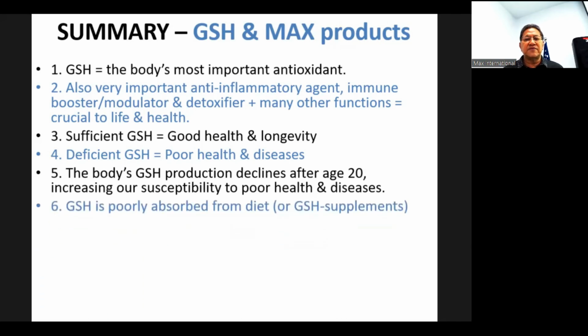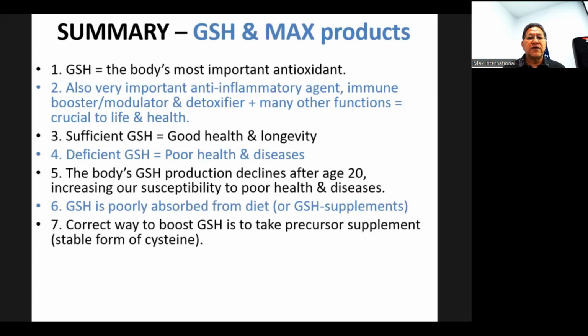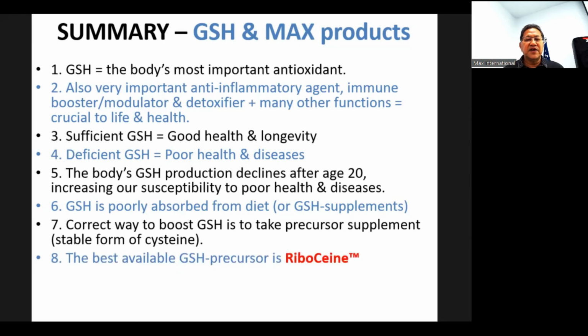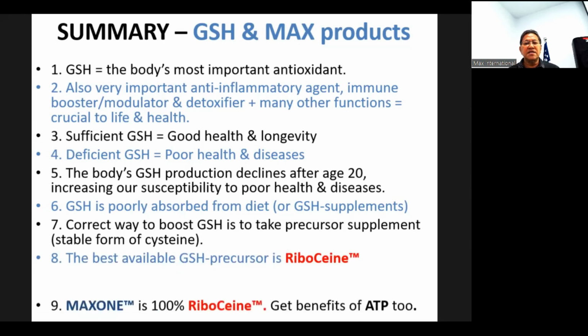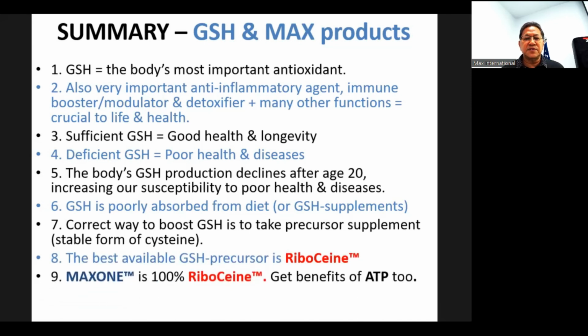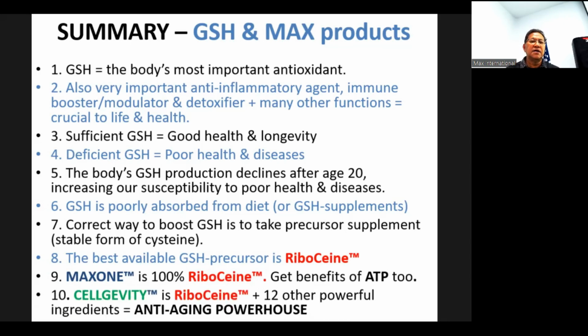Glutathione is poorly absorbed from diet or even from glutathione supplements. The correct way to boost glutathione is to take a precursor supplement that is a stable form of cysteine. The best available glutathione precursor is ribosine. Max1 is 100% ribosine, and you also get the benefit of ATP on top of boosting glutathione. And Celgevity is ribosine plus 12 other powerful ingredients, making it a glutathione booster plus an anti-aging powerhouse.